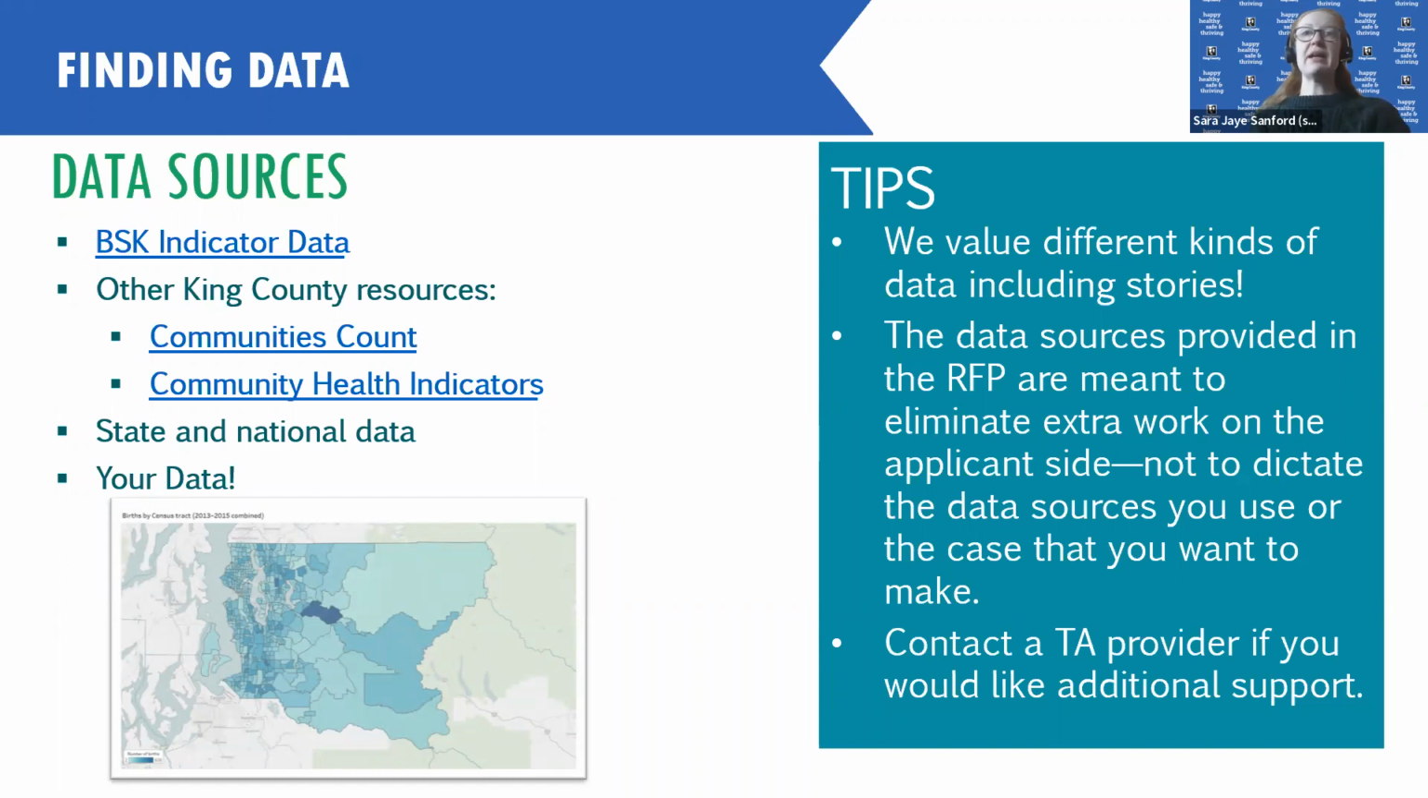Now, we know there's a lot of limitations to the data that we do have, and sometimes you might not find what you're looking for, whether it's a specific topic or a more specific community, like a smaller racial or ethnic community or language community in the data that we have. And so keep in mind that you can find other sources, such as from state and national data sources or from your own organization. Often, you know your community the best, and you might find that your own resources help you tell your story the best.